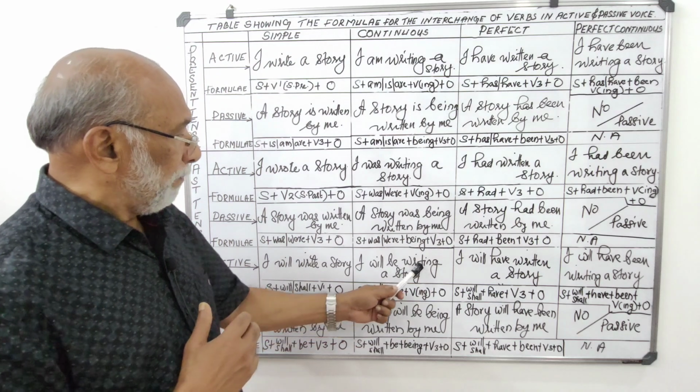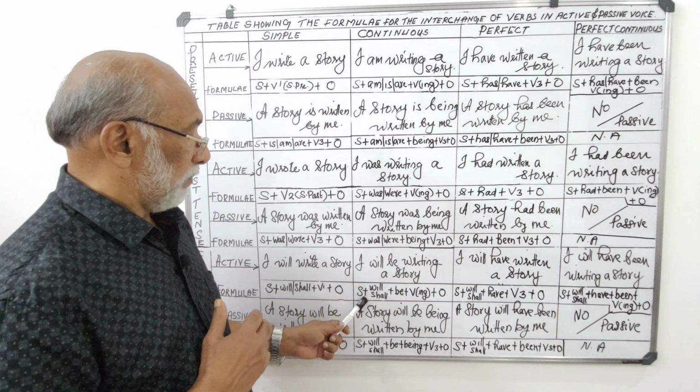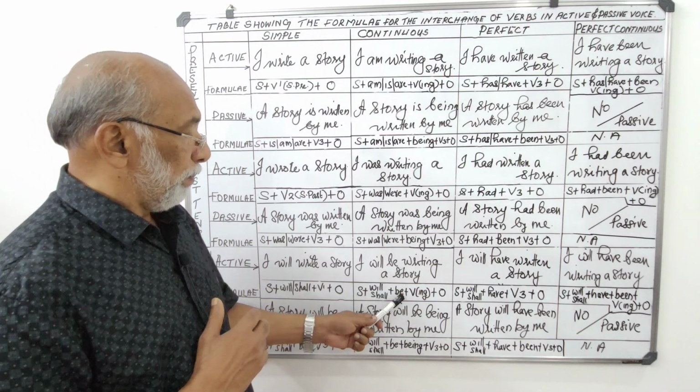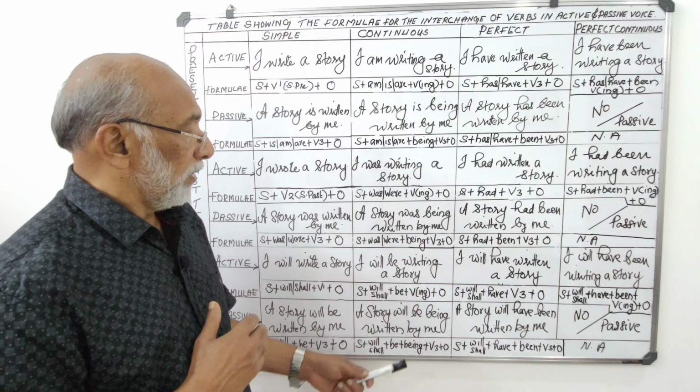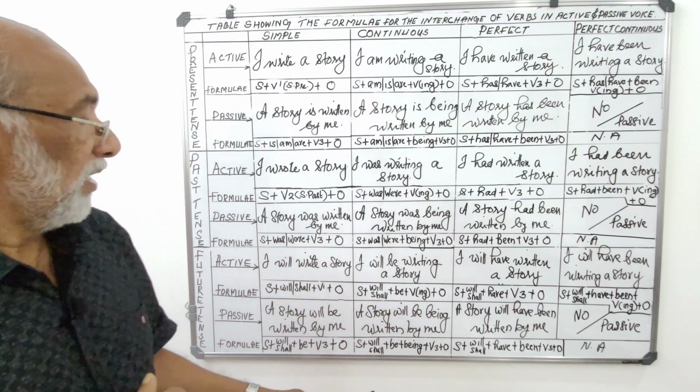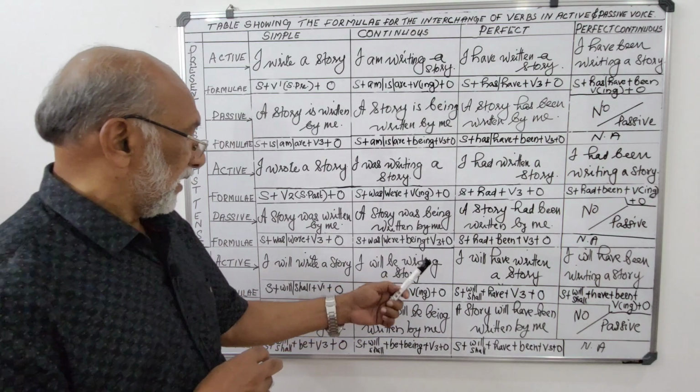Okay, and coming to the future continuous tense. I will be writing a story. Subject plus will or shall plus be plus ing form of the verb plus object. That is, I will be writing a story.